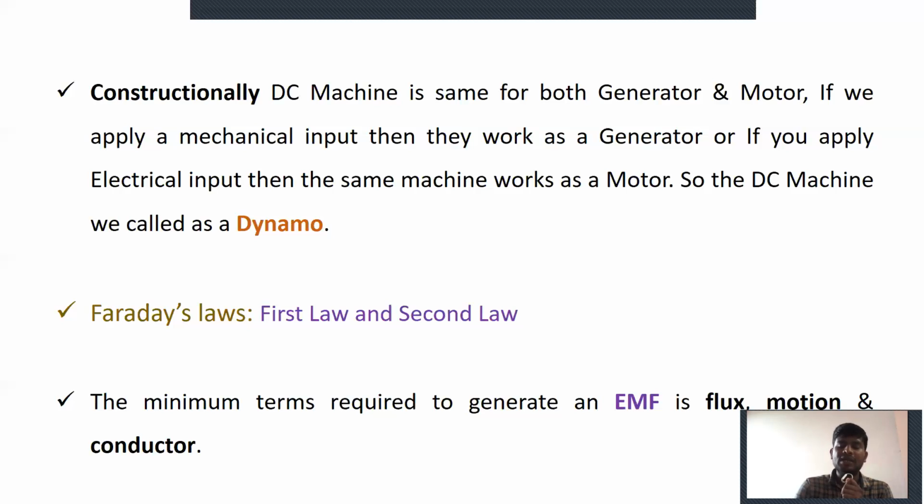So here, what is the EMF? EMF is nothing but electromotive force. It is simply a force which drives the electric current in the circuits. The force which drives the electric current in the electrical circuit is called electromotive force. This electromotive force can be generated in two types.